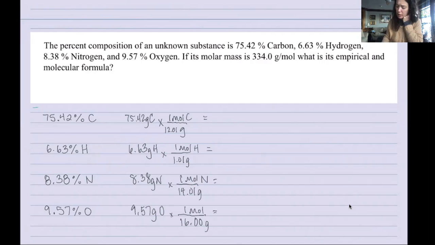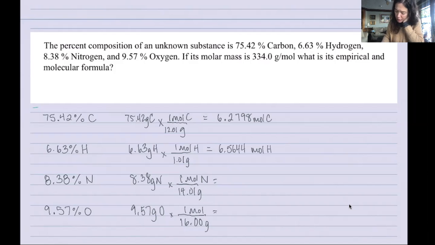75.42 divided by 12.01. That's equal to 6.2798. Because those numbers are large, I'm going to keep them. What is that? Moles of carbon. 6.63 divided by 1.01 is 6.5644. That's moles of hydrogen.